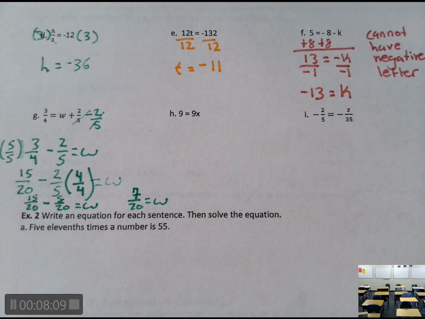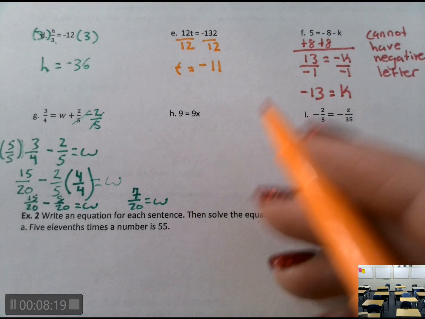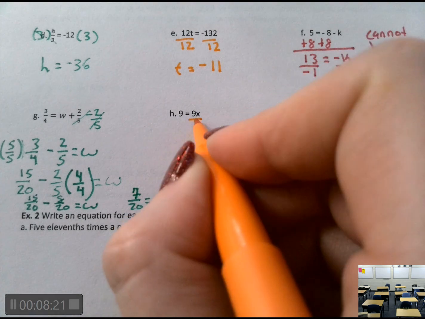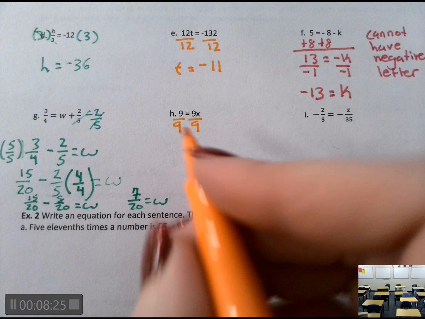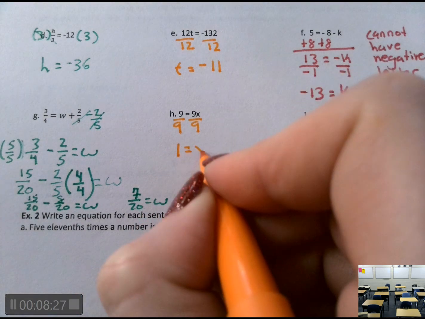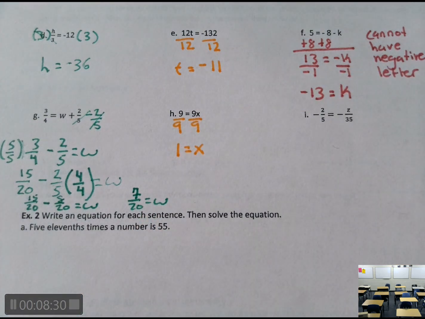That one was a lot more steps. Okay. Now for H. H is a lot easier because all we have to do is use the division property to get the 9 away from the x. 9 divided by 9 will give us 1, and then we'll be left with x. So x equals 1.